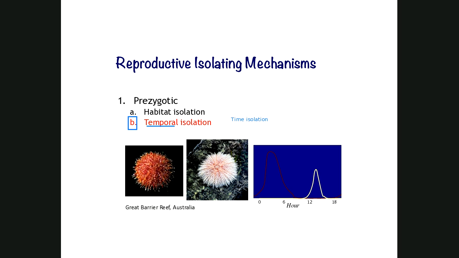In this case, the red species of sea urchin will release their gametes between midnight and 7 a.m. The pink species, on the other hand, will release their gametes, their sperm and egg, between noon and 6 in the evening.